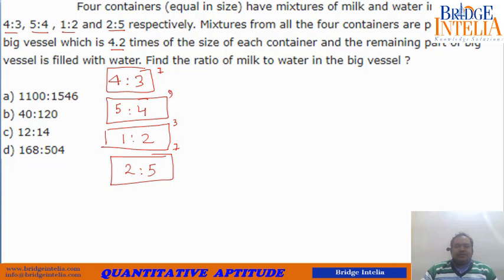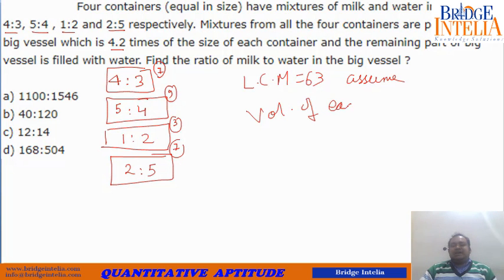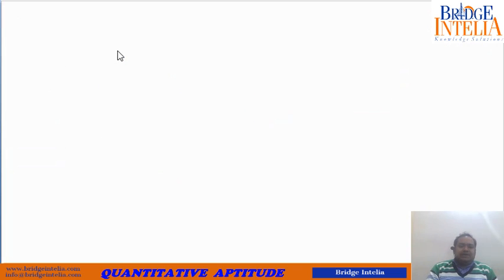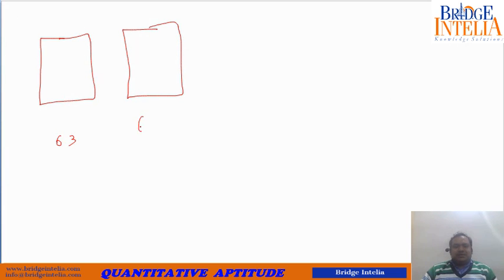So assume the volume to be a number which is the LCM of all these numbers. LCM of 7, 9, 3 and 7 is 63. So I assume the volume of each container is equal to 63. So what is the question? 4 containers are already there, each of volume 63. So this is what we have assumed. 63, second one 63, third one 63.